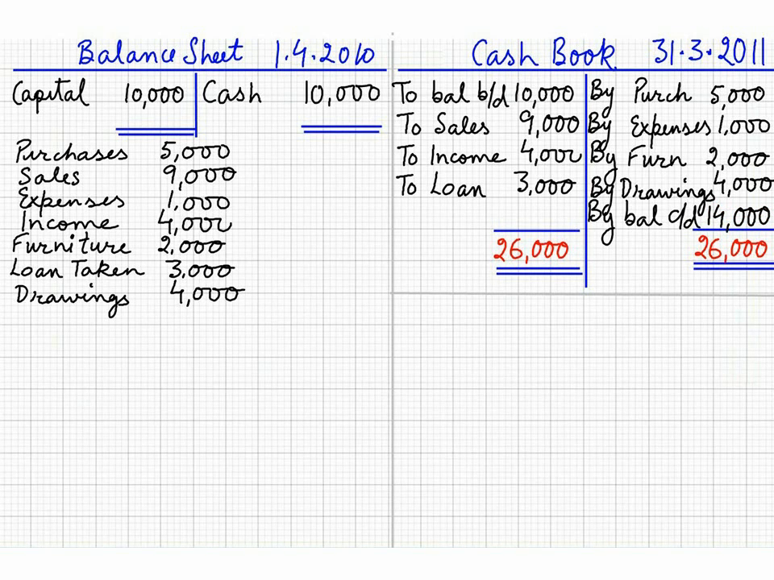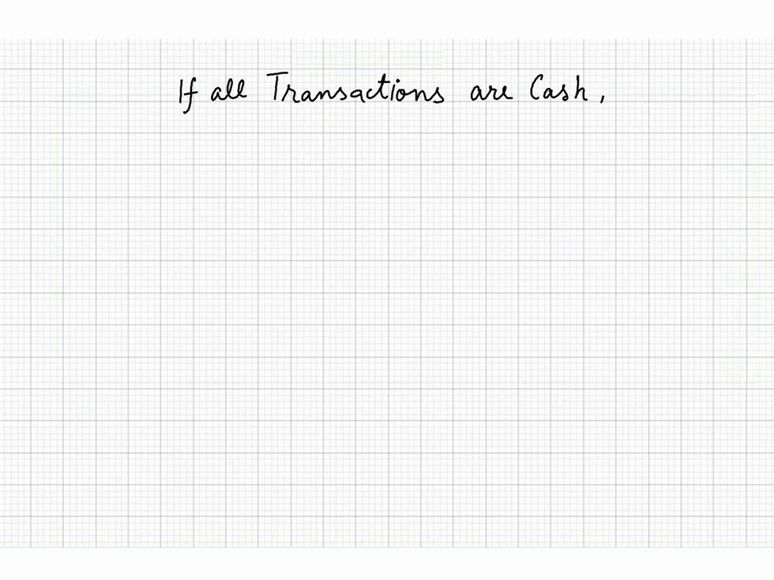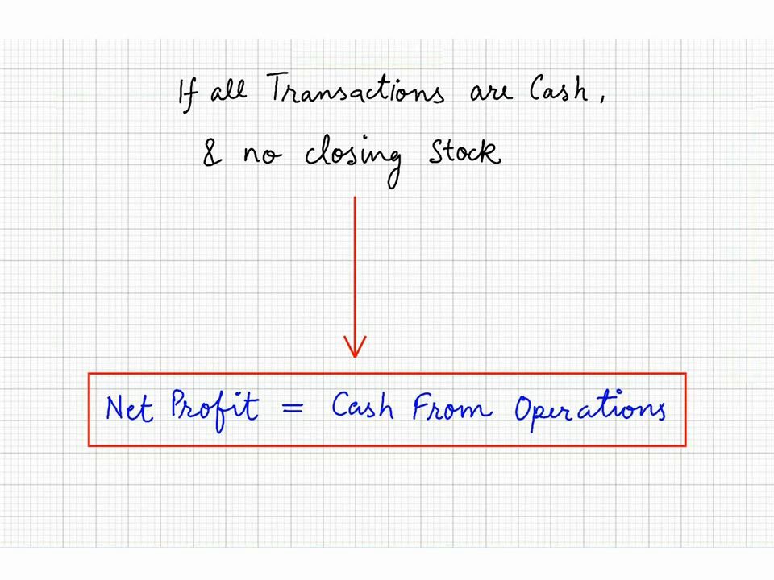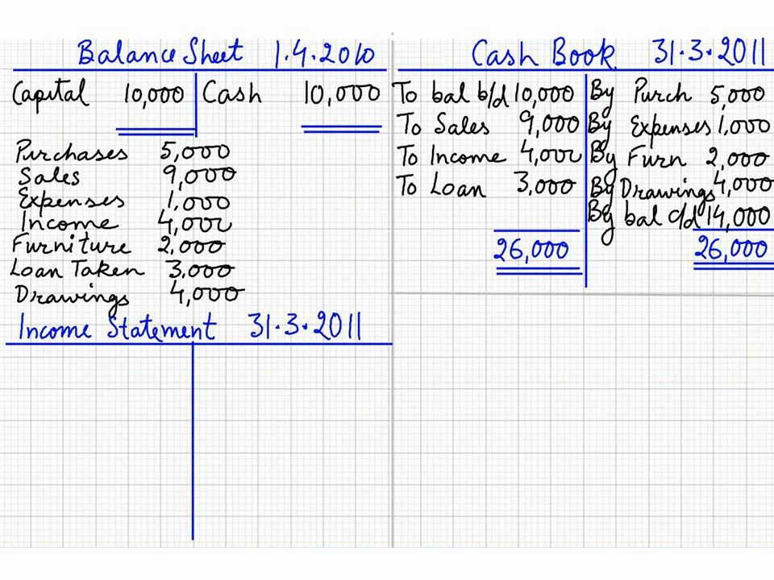Now I am going to prepare the income statement. You must be aware that all transactions in this firm are cash transactions and there is no closing stock. So one thing is clear, the net profit will be equal to cash from operation, meaning all the operating activities are included in the cash from operation. So let's prepare the income statement.